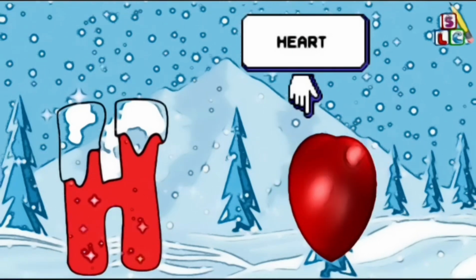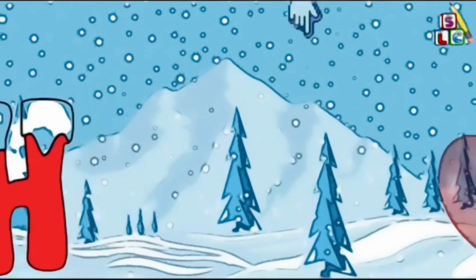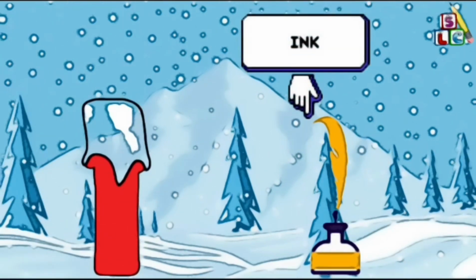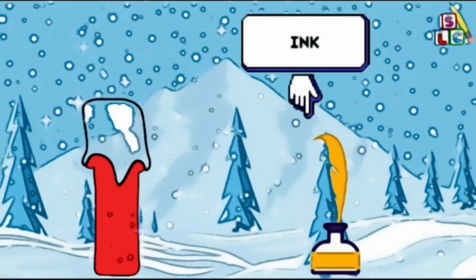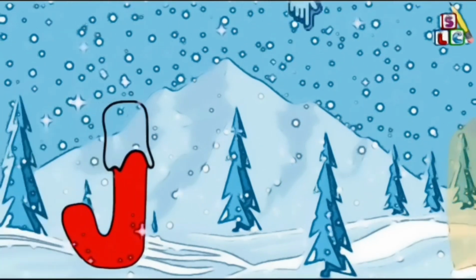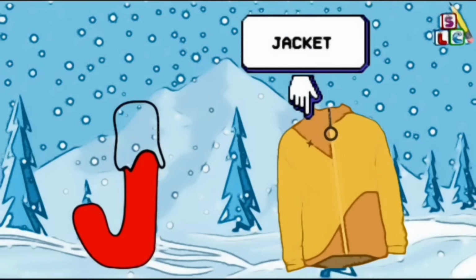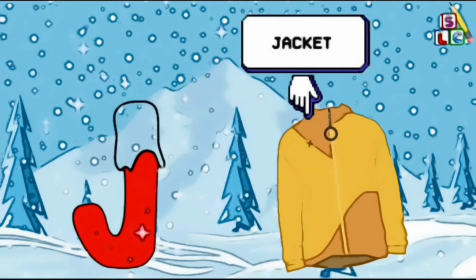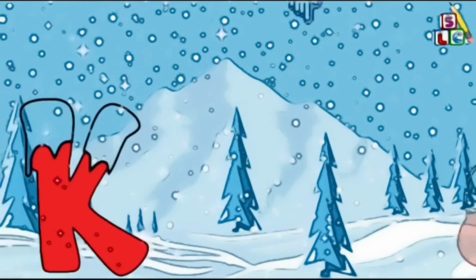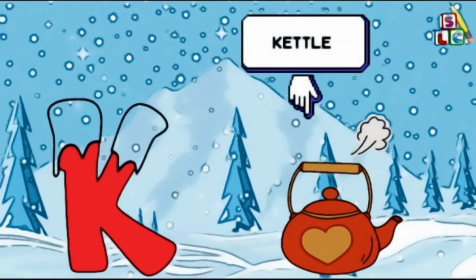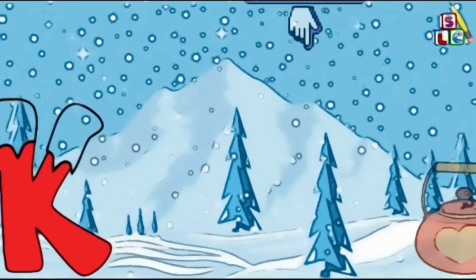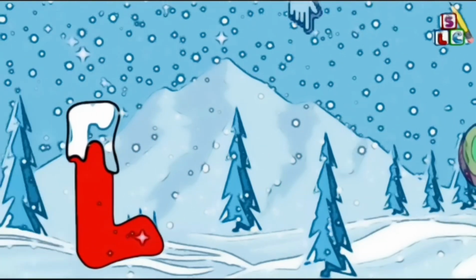Heart. I is for ink. Ink. J is for jacket. Jacket. K is for kettle. Kettle. L is for lollipop.